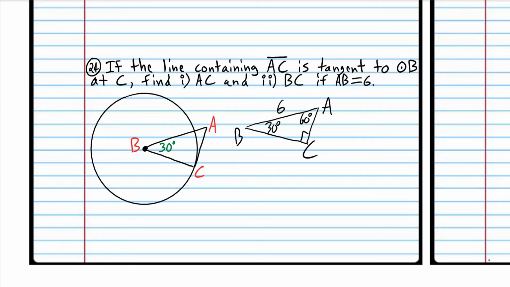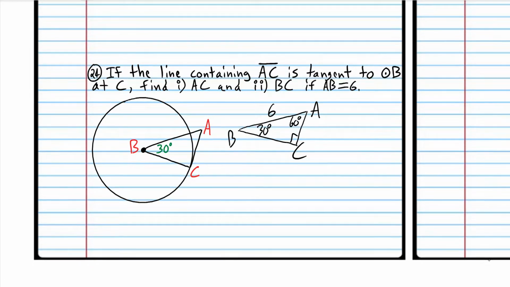So that side is 6. And actually, maybe I should just label the relations. So remember, if this side is W, then this side is 2W. The hypotenuse is 2W, and this side is W times root 3. That's the 30, 60, 90 degree triangle theorem.